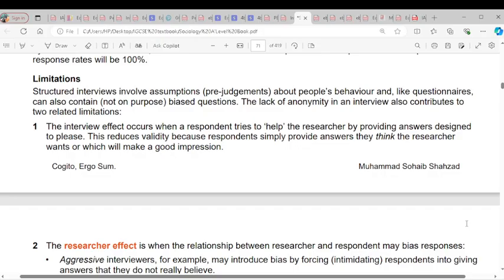Then what are the problems about structured interview? Structured interviews involve assumptions and prejudgment about people's behavior, and like questionnaires can also contain biased questions, which are not on purpose. The lack of anonymity in an interview also contributes to two related limitations.